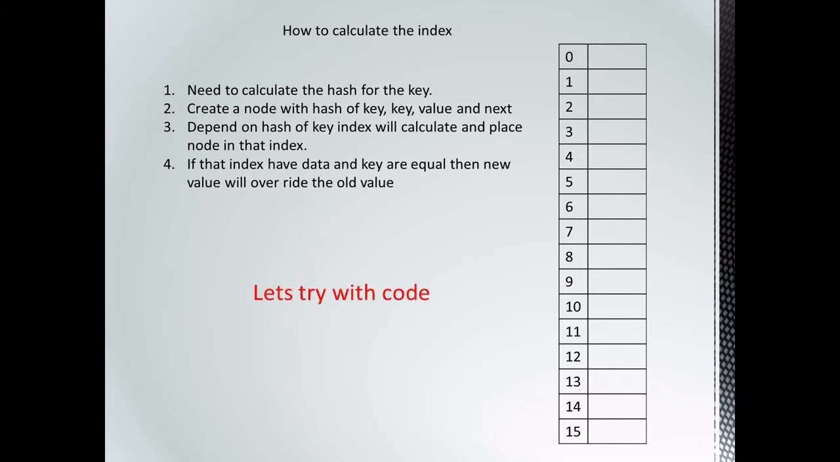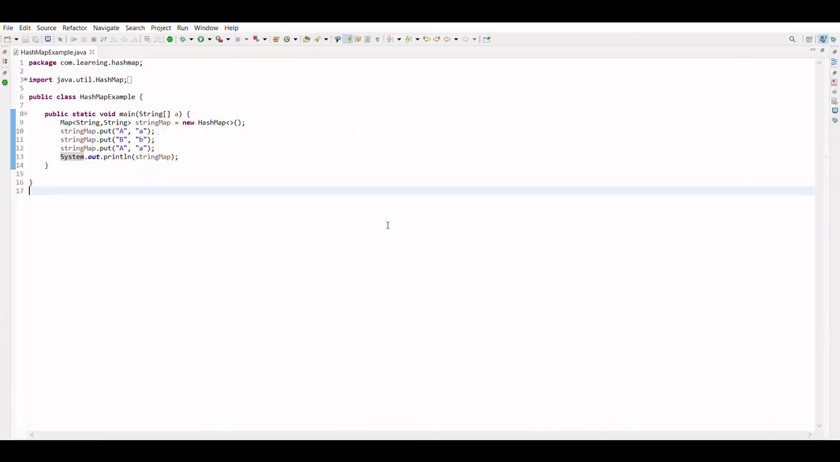Now it's time for code. Let's try with some code and see how it works. I created the sample as per the PPT I showed you, the same code. If you see, it creates a HashMap and puts A, B and C. Let's debug the code.